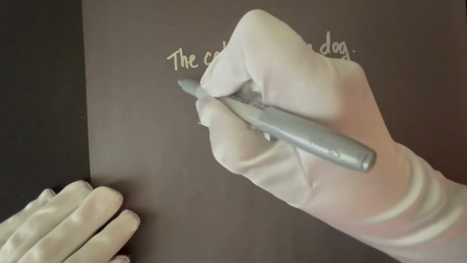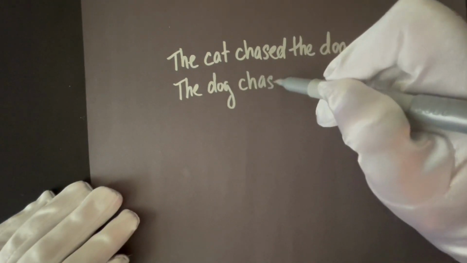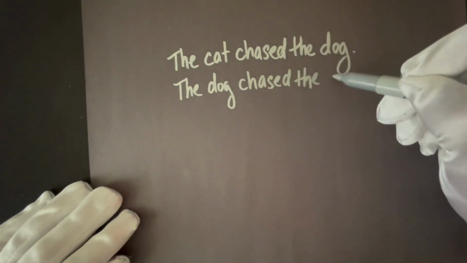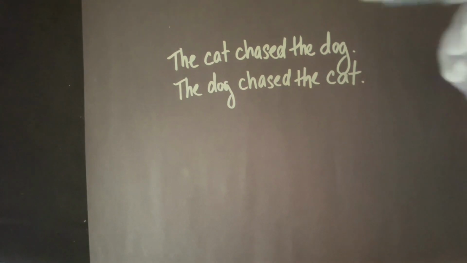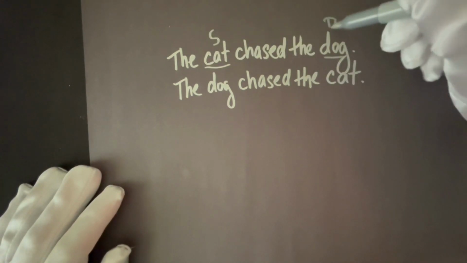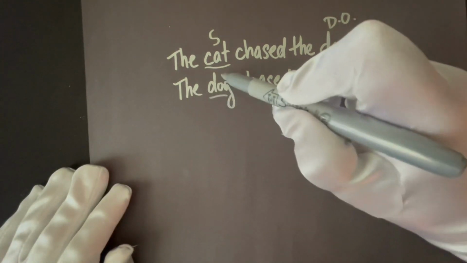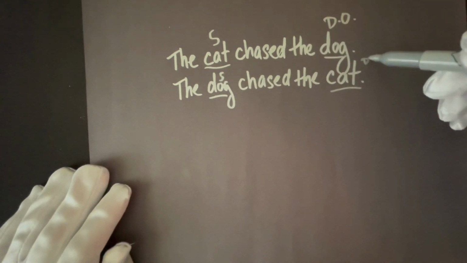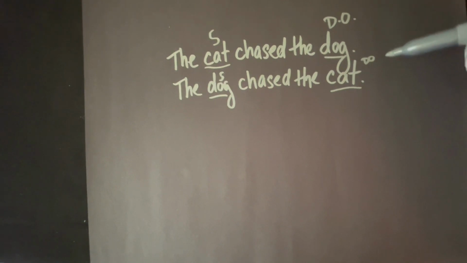We can see automatically when we see the dog chased the cat that these are two very different sentences, right? They mean different things. So we have the cat chased the dog, subject, direct object, right? The dog is getting the worst of it here. And the way we've changed the sentence here, we've got a subject and a direct object, okay? The cat is getting the worst of it here. How did we change the meaning of the sentence? We changed the word order, okay?